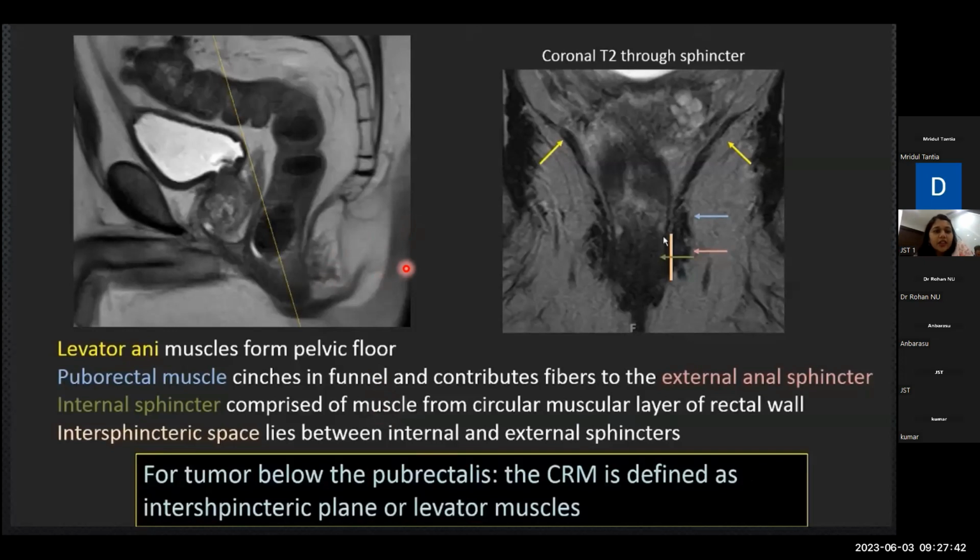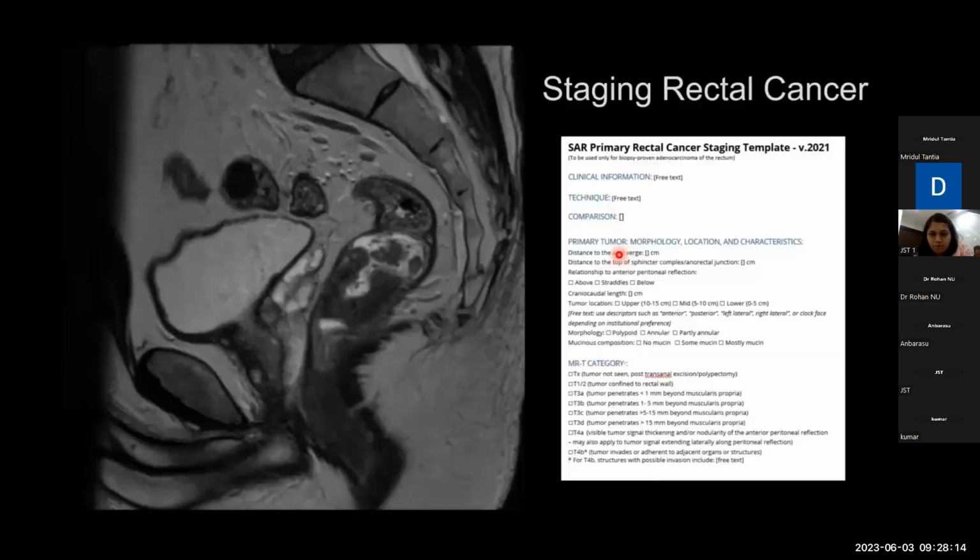Then we have the levator ani muscle. This forms the pelvic floor, just as we talked about. The puborectalis muscle forms the fibers of the external anal sphincter. The internal sphincter is the circular muscular layer of the rectal wall, and the intersphincteric space, the fat-lined space appearing T2 bright, will be lying between the internal and external sphincter. For tumors below the puborectalis, that means the anal canal tumors or the lower rectal tumors, we define the CRM. What is CRM? We'll talk about this in detail. It is defined as the intersphincteric plane or the levator muscles.